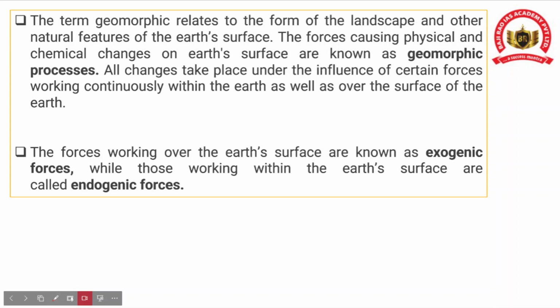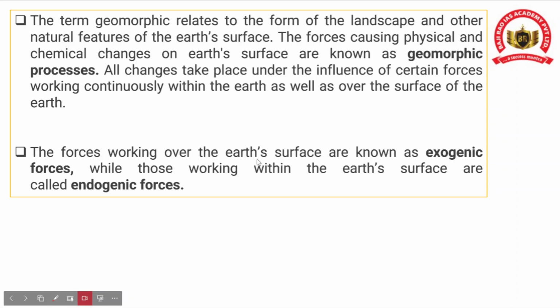For example, if we look at the Himalayas, they are known as the youngest fold mountains because they are still forming, and the Indian plate has been colliding with the Eurasian plate. As a result of this, folded mountains were formed on the northern border of India. This is also part of a geomorphic process, and it can be categorized as a geomorphic process.